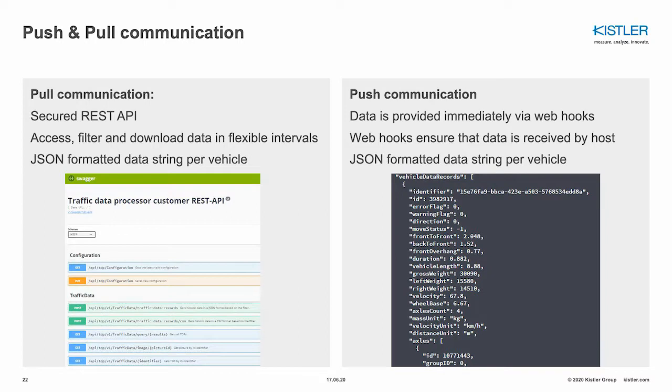The data string per vehicle is exactly the same. It's JSON formatted and shown below here on this picture. So what we see here is, for example, the gross vehicle weight, the vehicle load on the left and on the right side, so the imbalance. We see the velocity. So basically all the data we learned from the graphical UI is also available in JSON format in push and pull communication and can be digested by any kind of higher level system for any kind of purpose you need.